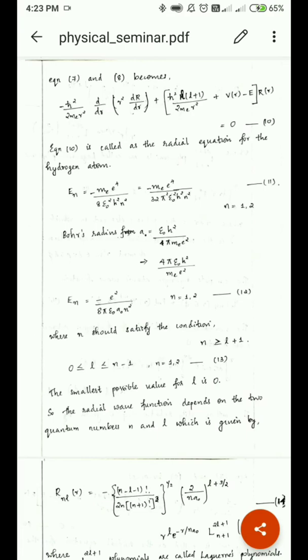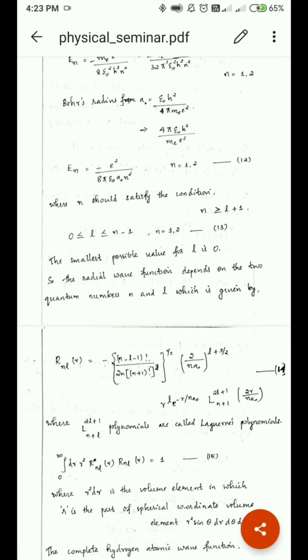So the radial wave function depends on the two quantum numbers n and L, and is given by the equation R_nL of r is equal to minus of n minus L minus 1 factorial by 2n into n plus L factorial whole cube, whole raised to 1 by 2, into 2 by n a naught raised to L plus 3 by 2, into r raised to L, e raised to minus r by n a naught, into L_n plus L power 2L plus 1 of 2r by n a naught. Here we introduce a new term, the n plus L raised to 2L plus 1 polynomials. They are called the Laguerre polynomials.